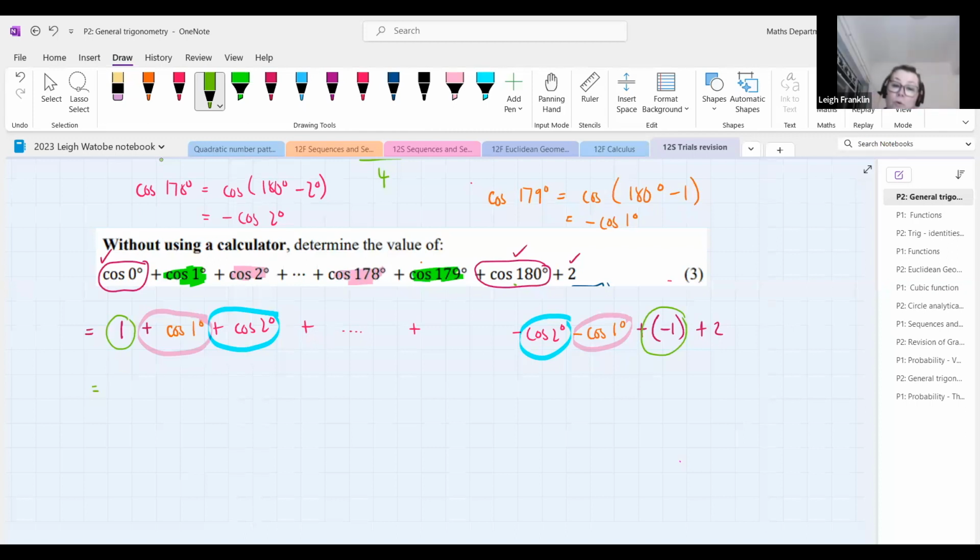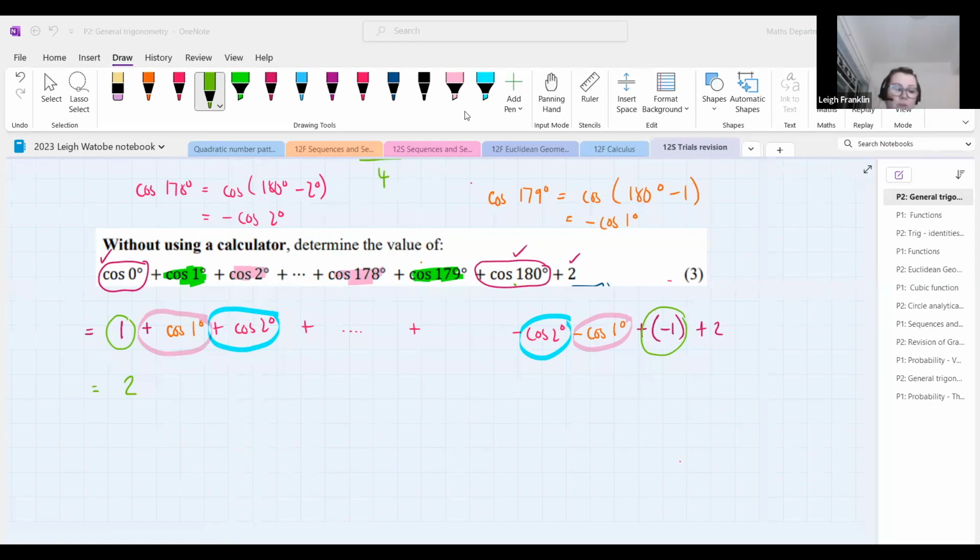So Pinga, you were right. It's going to add up to 2, and everything else is going to cancel out. So our final answer would be 2. The key to this question is understanding that you can rewrite cos 179 as cos of 180 minus 1, which is negative cos 1.